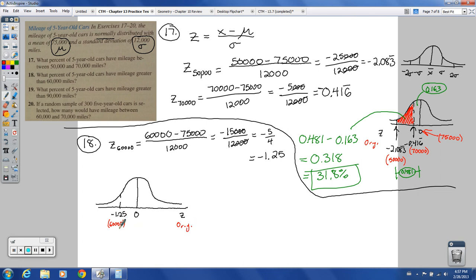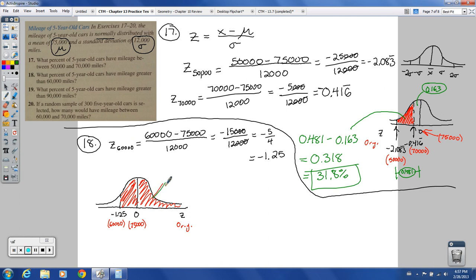I know on the notes I flip-flopped those, but it doesn't matter if I have them flip-flopped. This is 75,000 as the mean, 0 standard deviations away from anything. So what I need is the amount that has miles greater than 60,000. Okay, so that's everything here plus everything here as well. So this part, I know everything above the mean, that's 50% of the data.